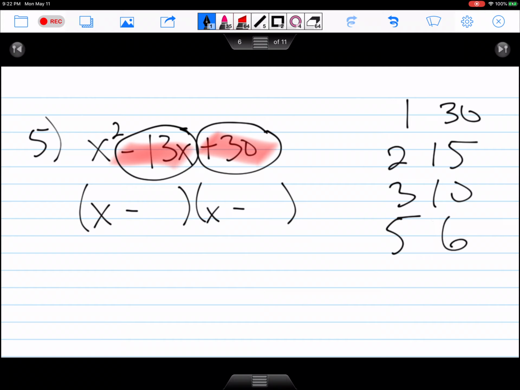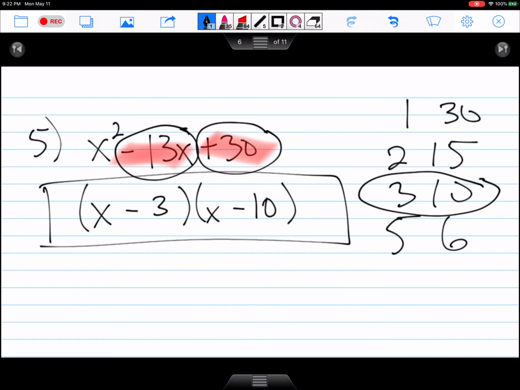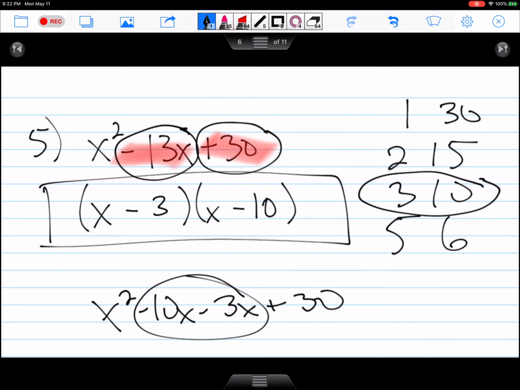All right, so they add together to be 13. That's right there. I need a -3 and a -10. So let's just check it by multiplying. x squared minus 10x minus 3x plus 30. There's my -13x. Money.